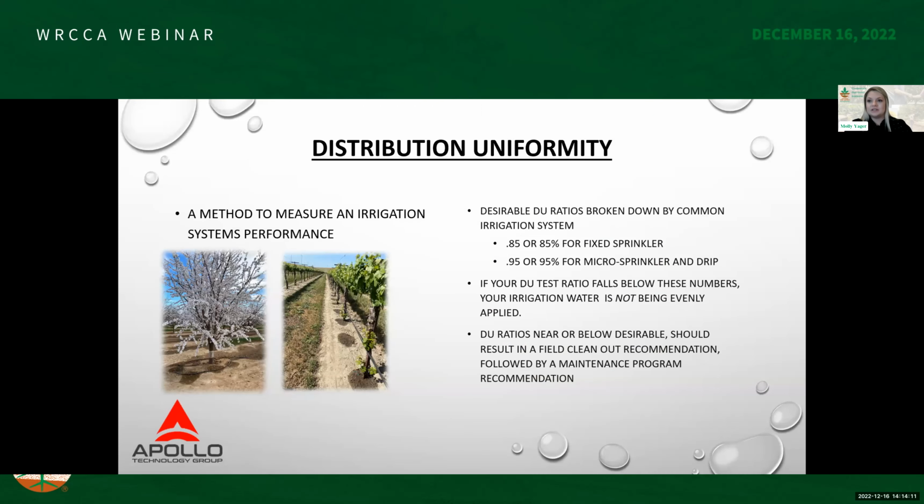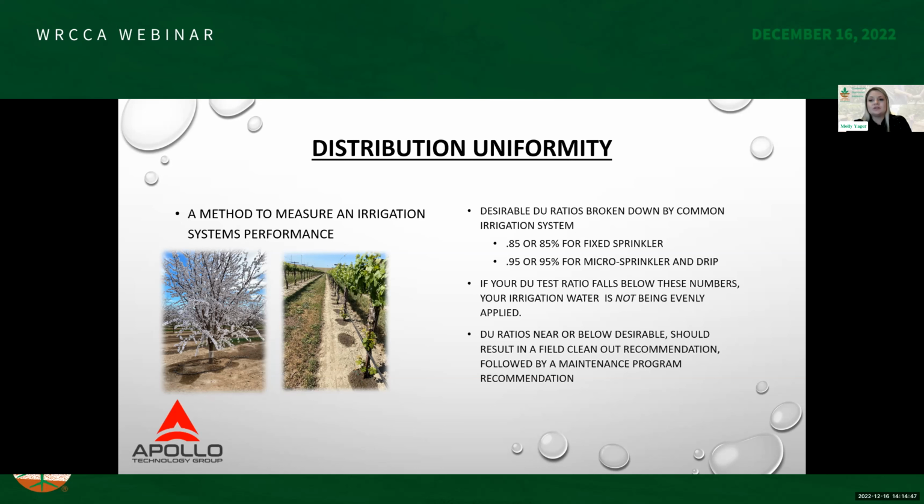So, getting into distribution uniformity. Again, distribution uniformity is a method to measure the irrigation system's performance. Commonly when I'm doing a distribution uniformity test, I'm testing on fixed sprinklers, micro sprinklers, or drip irrigation. When you run the test, you'll get a figure, essentially a percentage. These are the typical ranges you want to stay around: 95% is where you would want your drip or micro system to be running, and for fixed sprinklers, which have a bigger orifice, 85% is fine.